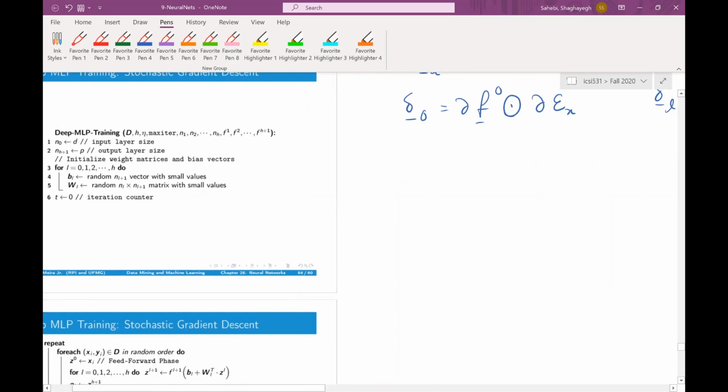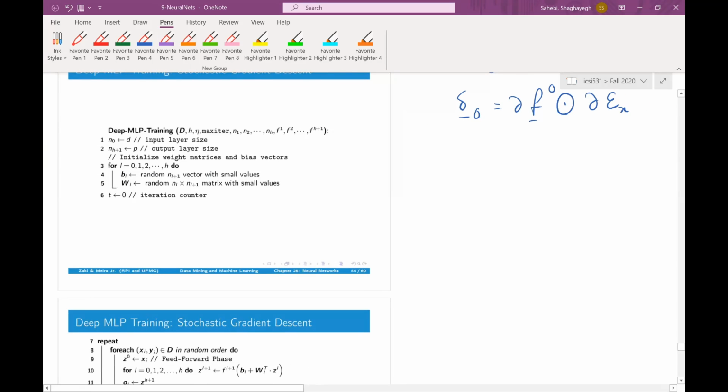So when we are training, the algorithm is like that. As input, we are going to have D, our data. We are going to have H, how many hidden layers we are going to have, and nu, which is basically the step size. Max iter is the maximum number of iterations we want to go over the data. And then we have these specifications for the layers, right? The number of neurons for each of the layers and the activation functions for each of the layers and the output layer.